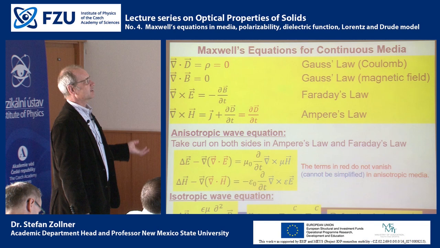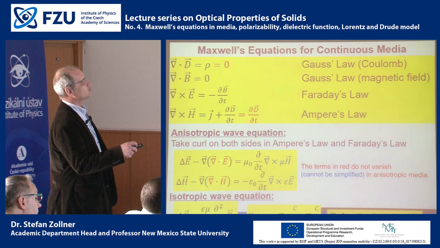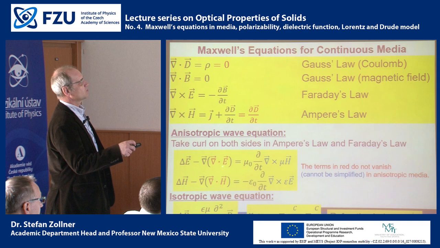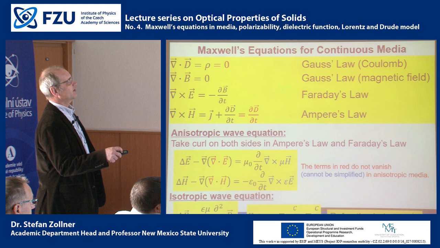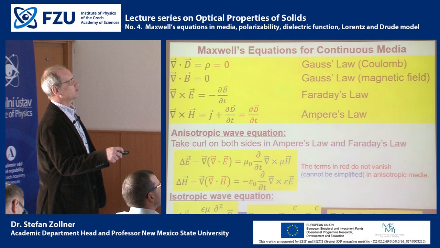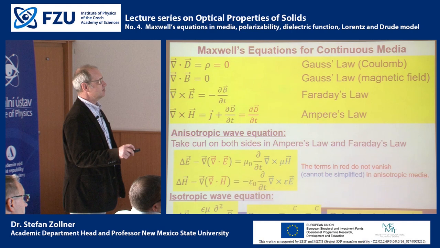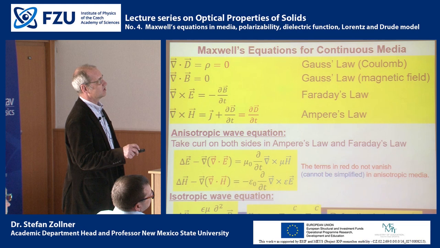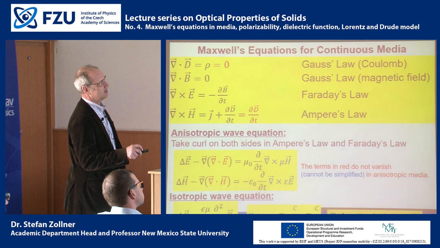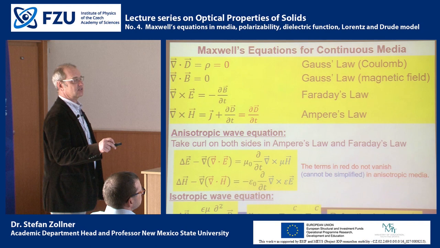So in the isotropic case, these red divergences become zero. And then we get the isotropic wave equation with a phase velocity, which is equal to the speed of light divided by the square root of epsilon and mu. And this square root of epsilon and mu, that we call the refractive index. And keep in mind that this mu here is typically 1, unless we're dealing with some very strange materials. At optical frequencies, this mu is 1, and therefore the refractive index is simply the square root of the dielectric function, complex square root.